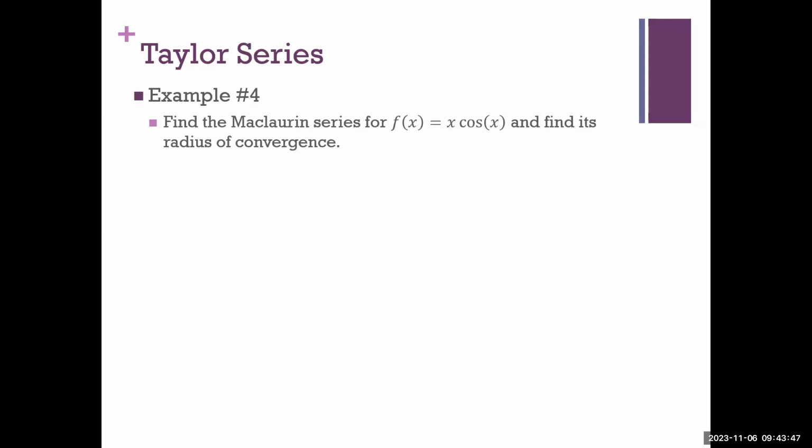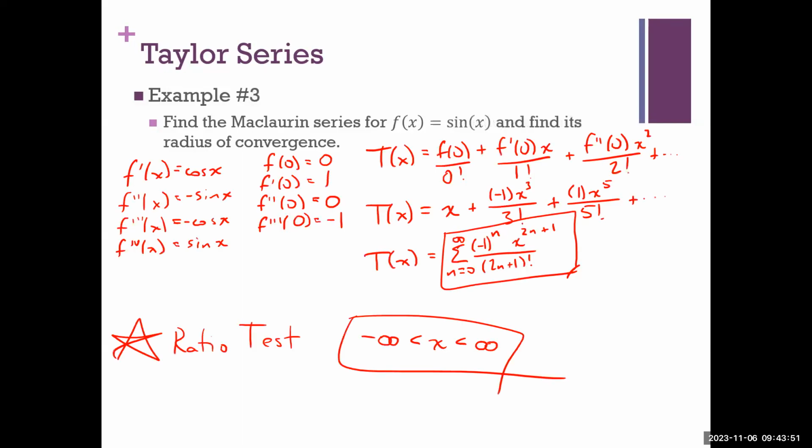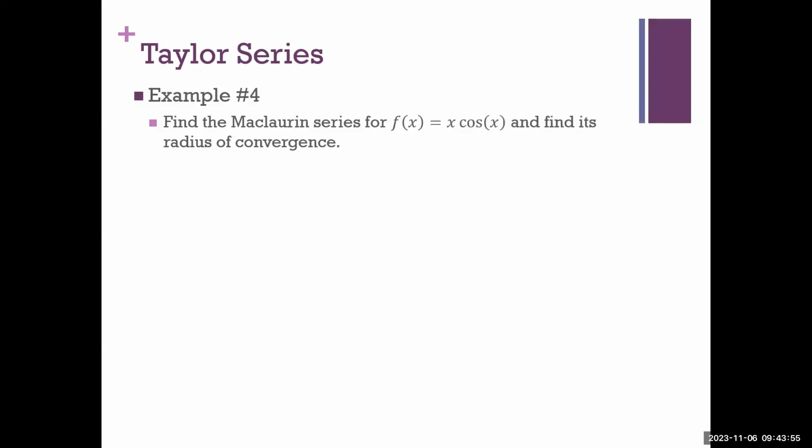How are we doing? Any questions on this one before I leave it behind? Okay, so it's getting a little more complicated. X cosine X. What would we like to do? Yeah, so we need derivatives, so the product rule is going to have to apply here.